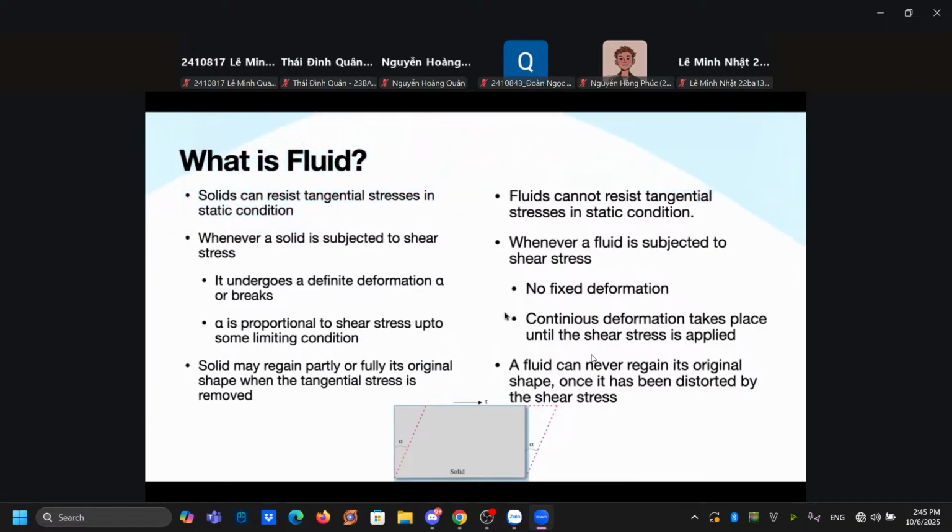But for the fluid, it can never regain its original shape once it has been distorted by the shear stress. Just like when you place your hand inside the water, let's say, or the air, immediately because of the different molecular structure, it will change. Okay.